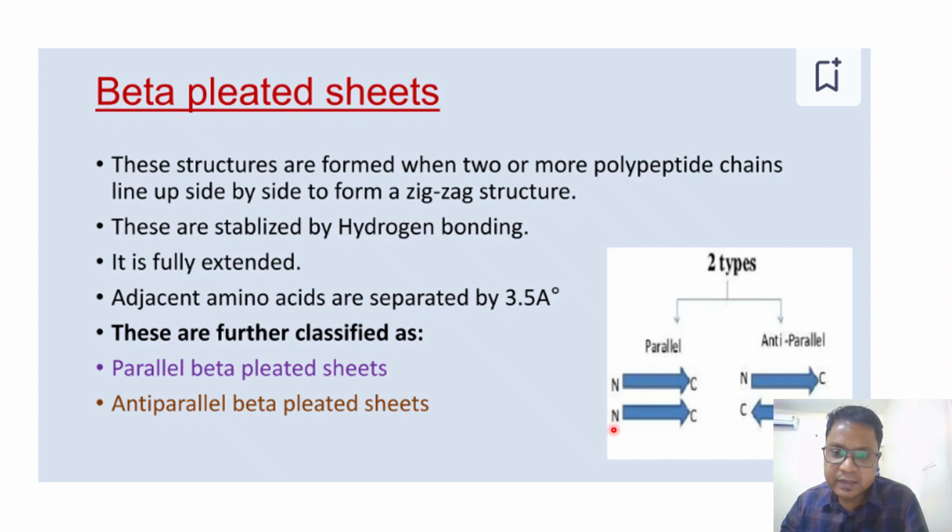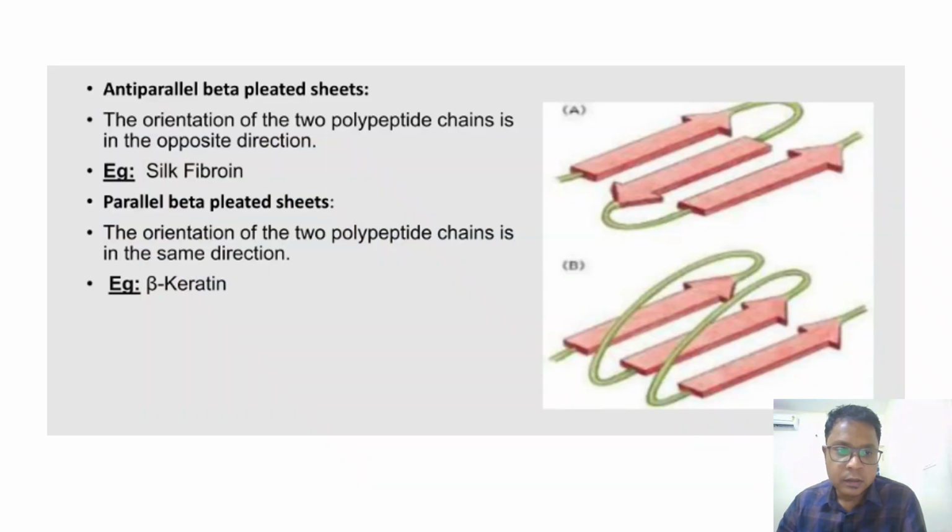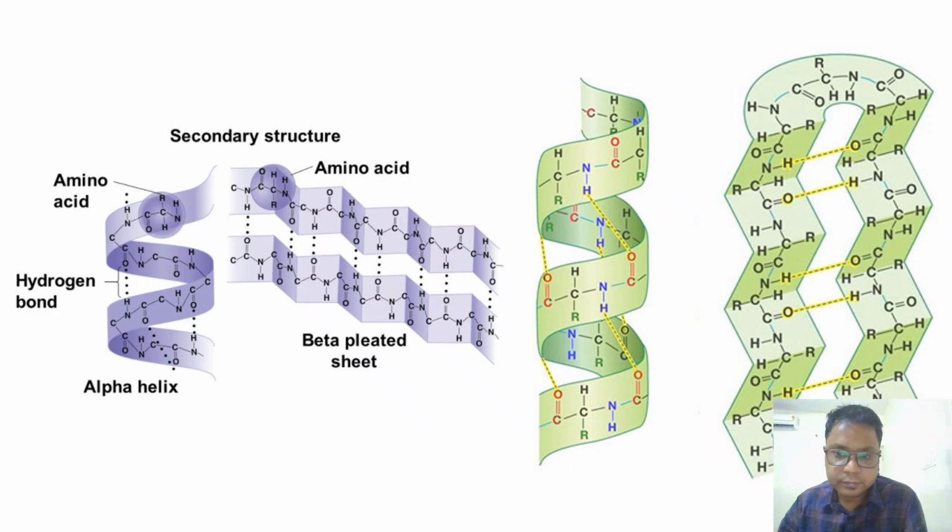So here we can see a parallel beta pleated sheet, and this is anti-parallel. When the orientation of the peptide chains is in the same direction, we call it parallel, and when it is opposite, we call it anti-parallel. In anti-parallel beta sheets, the orientation of the two polypeptide chains is in opposite directions, and this kind of structure is found in silk fibroin. In parallel beta pleated sheets, the two polypeptide chains are oriented in the same direction, and this kind of structure is found in beta keratin.